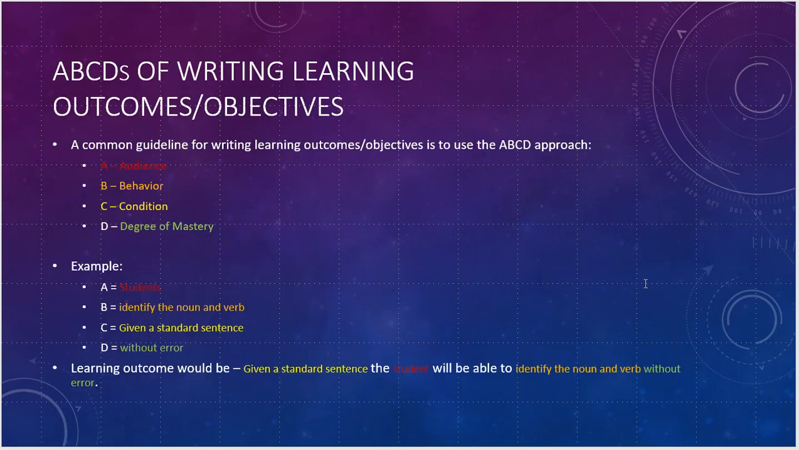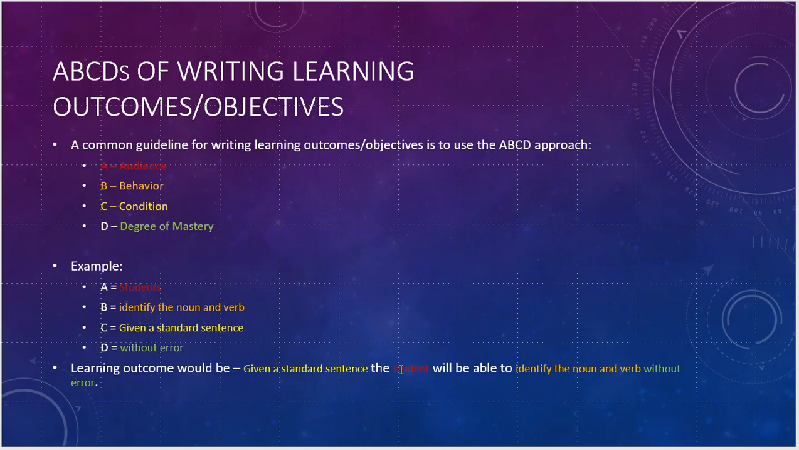All right, so let's look at some examples. Oh, one other thing, if it helps, sometimes we have audience, behavior, condition, and degree. That's ABCD. And then what it would look like would be students, identify the noun and verb, given a standard sentence, and without error. So given a standard sentence, the student will be able to identify the noun and verb without error.